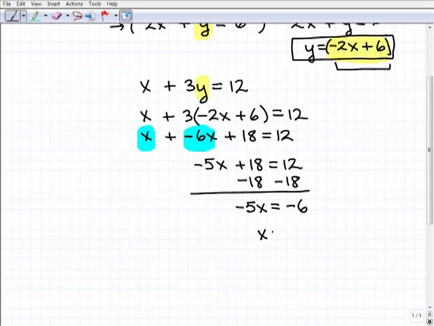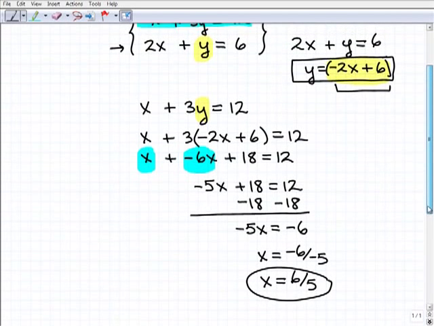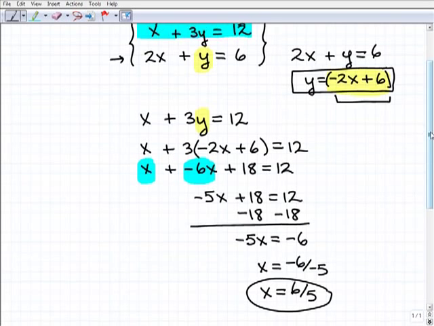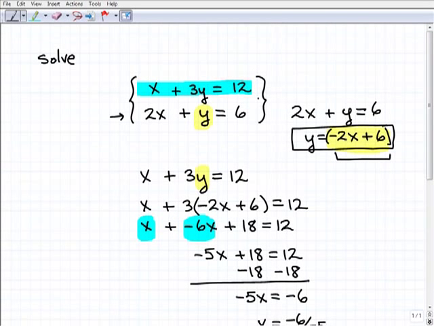So I get x is equal to negative 6 divided by negative 5, which of course is 6/5. All right, so x is equal to 6/5. That's one part of our solution. Remember, we have a system here, a linear system, and graphically, what you have is a line and another line. If there is a solution, the point of intersection is the solution.